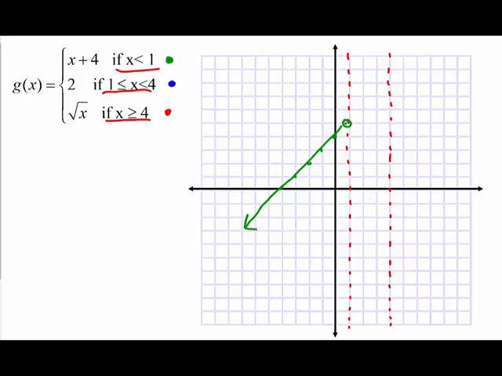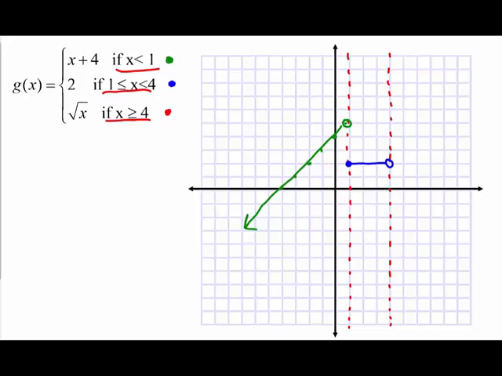For that in-between piece, we know that g of x is equal to 2. And that's greater than or equal to 1, so I'll have a closed circle here. But less than 4, so an open circle here, and all the points in between. And then it's going to be the square root of x when x is greater than or equal to 4.